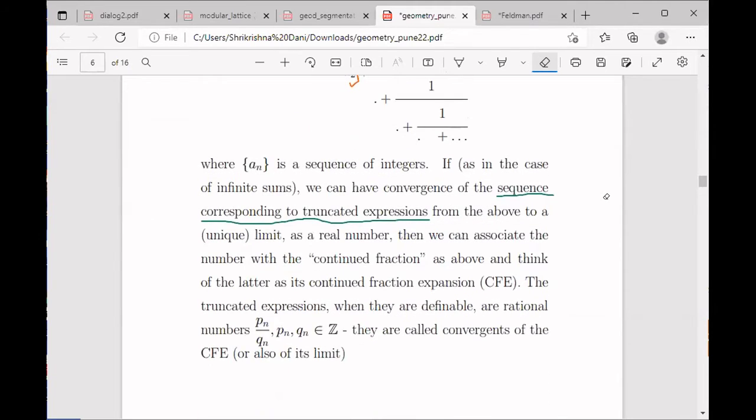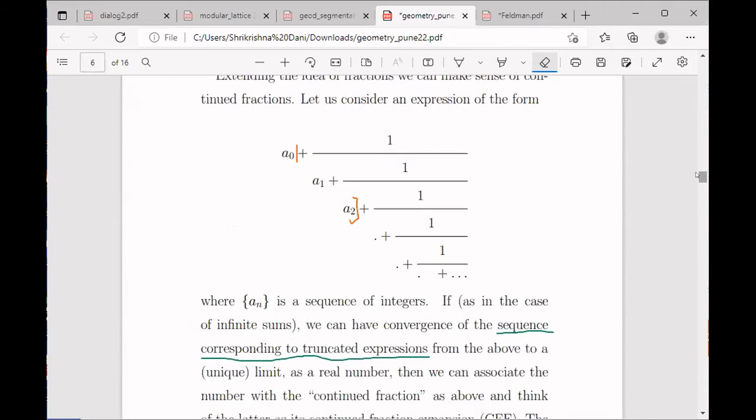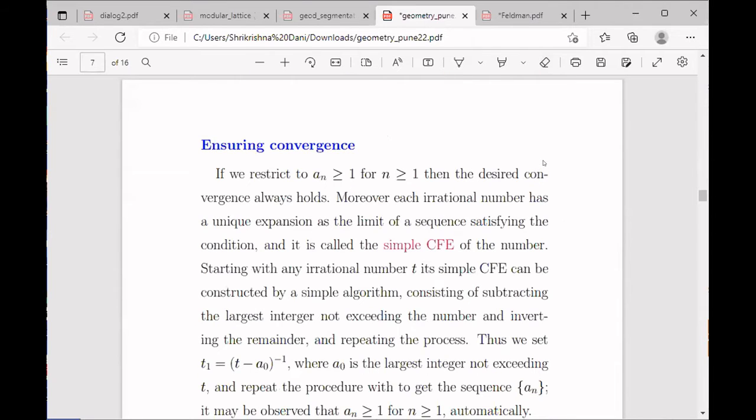Okay, so I think I have covered this part. The basic idea is associating such an expression to a certain number, with the understanding and proviso that there's a limit, which is a real number. Okay, now let me go forward. As I said, we need to ensure that the limit exists, and in certain classical simple cases, it turns out to be automatic in some sense.